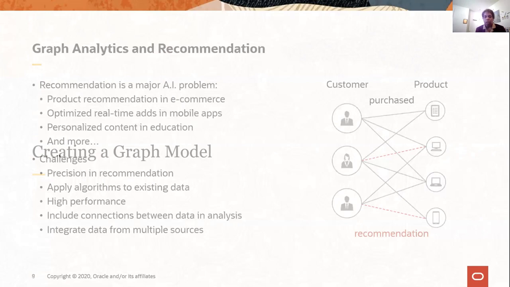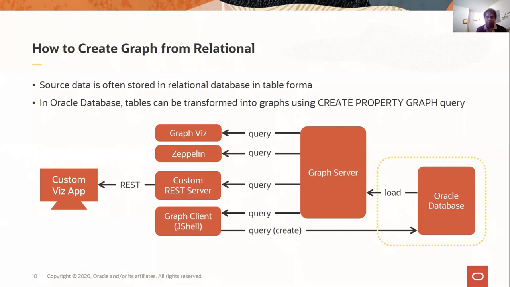So continuing with the recap, I'll just talk about how you can create a graph from relational tables. First, this is an architecture that you would use in any typical graph application. You have your data stored in a database, and your graphs can be stored in the database. And then you load the graph into this in-memory graph server that is a highly optimized parallel server that we designed in collaboration with Oracle Labs, comes from innovations from Oracle Labs to perform highly compute intensive graph analytics operations in memory.